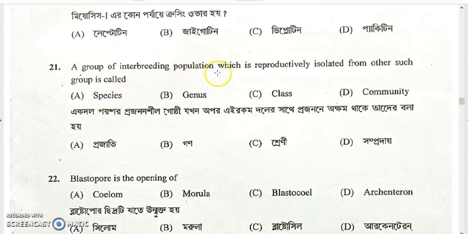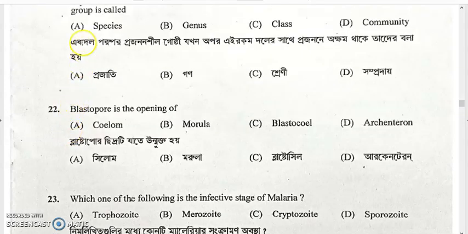A group of interbreeding population which is reproductively isolated from other such groups is called species. According to the biological species concept, species are actually or potentially interbreeding natural populations which are reproductively isolated from other such groups. That is given by Mayr, who gave the biological species concept. So the answer will be option A.